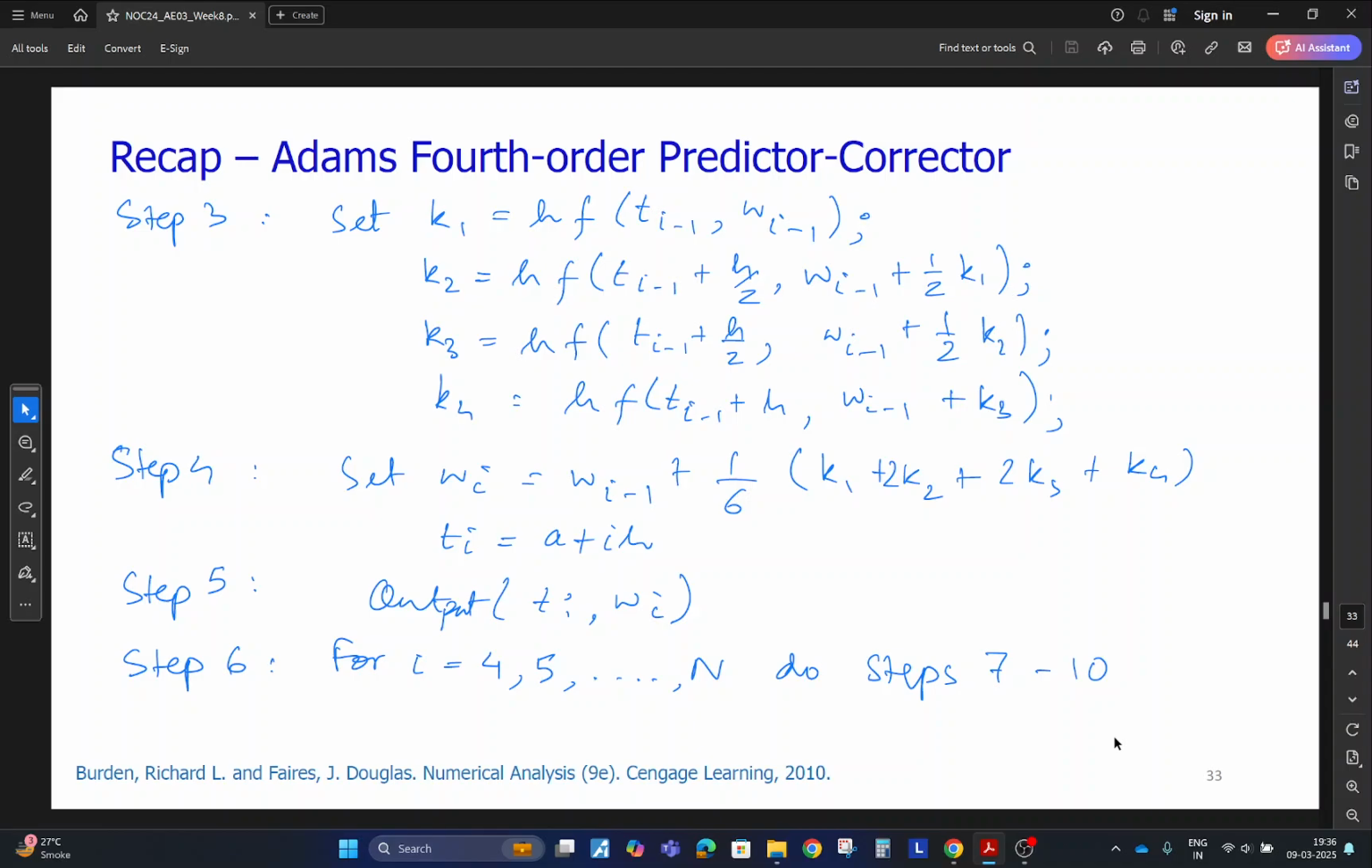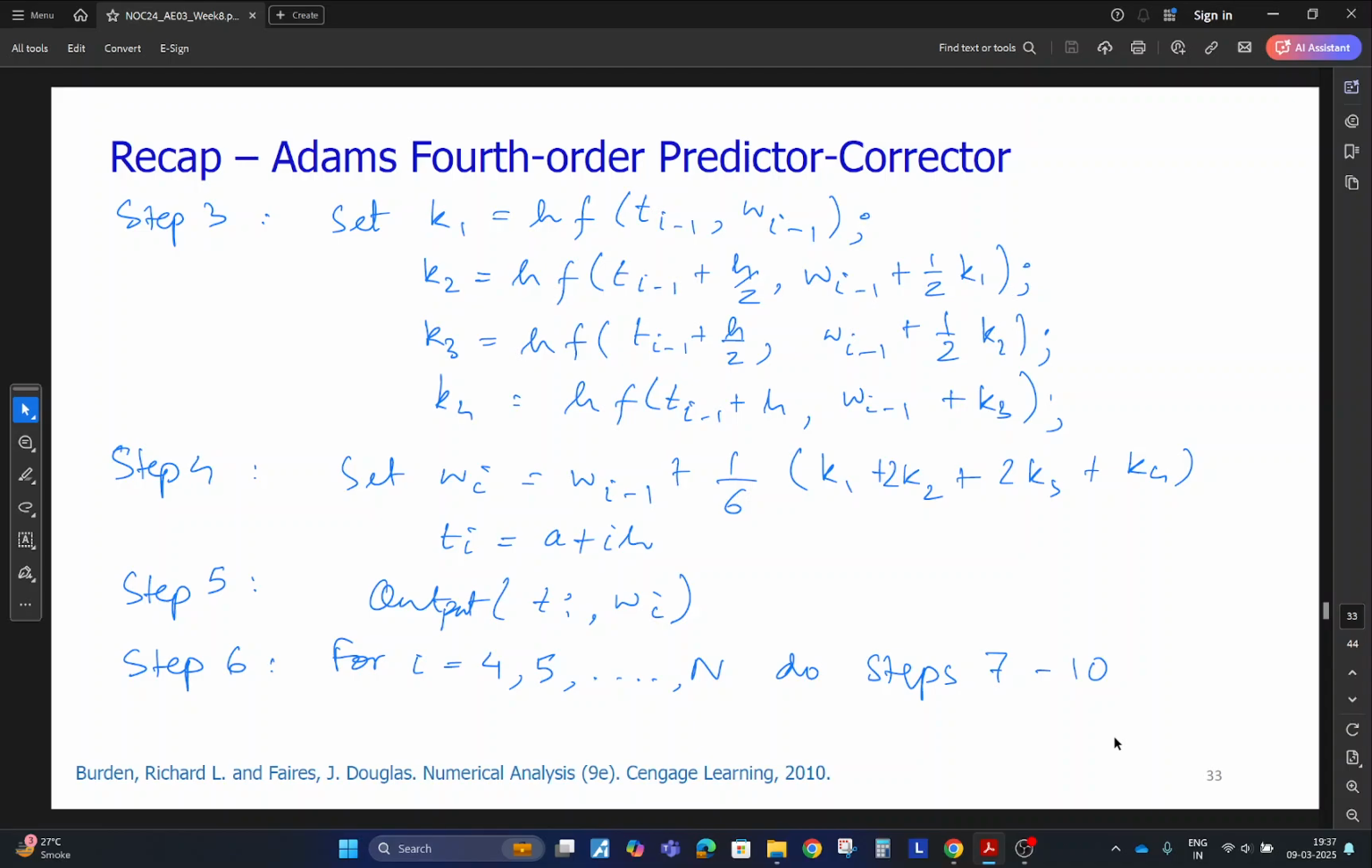In the third step, we set k1 equals h times the value of the function at t(i-1), w(i-1), k2 equals h times the value of the function at t(i-1) plus h by 2, w(i-1) plus half k1, k3 equals h times the value of the function at t(i-1) plus h by 2, w(i-1) plus half k2, and k4 equals h times the value of the function at t(i-1) plus h, w(i-1) plus k3.